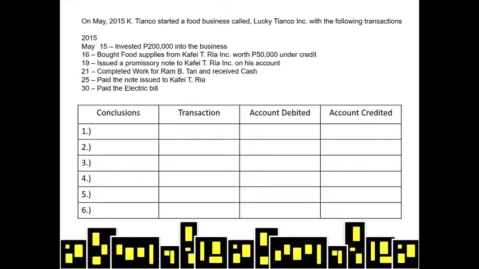May 19, issued a promissory note to Cafeteria Inc. on his account. May 21, completed work for Rambutan and received cash. May 25, paid the note issued to Cafeteria. May 30, paid the electric bill.